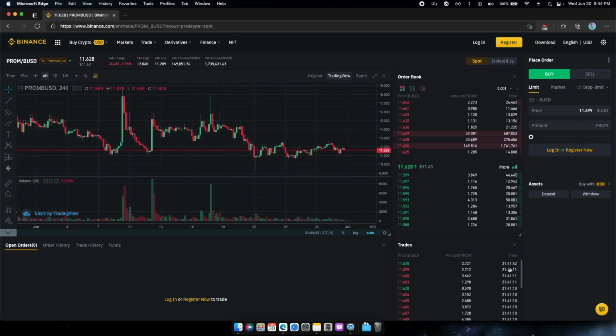So for instance, a trade just went through for $11.62, and that was for a total of 2.72 PROM. So somebody had a sell on the books and they got fulfilled. Somebody with BUSD, which is what this is trading in, bought their 2.72 coins for $11.62.